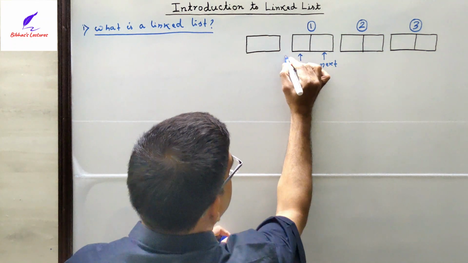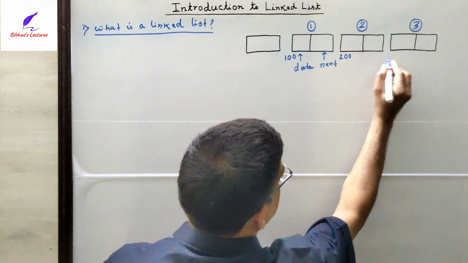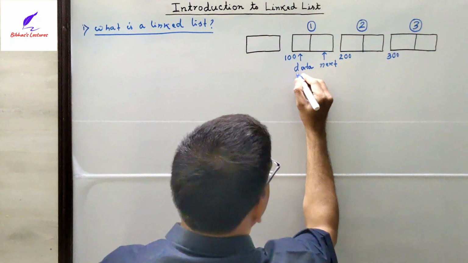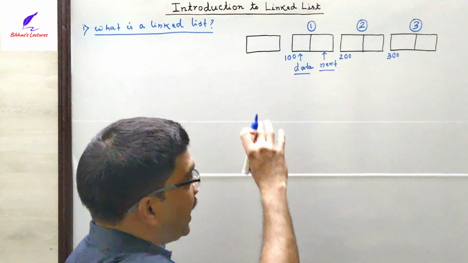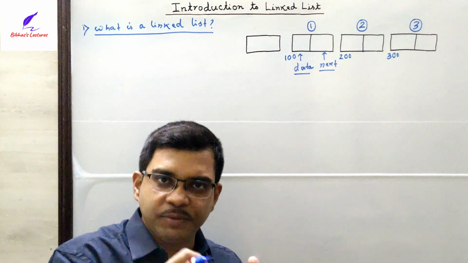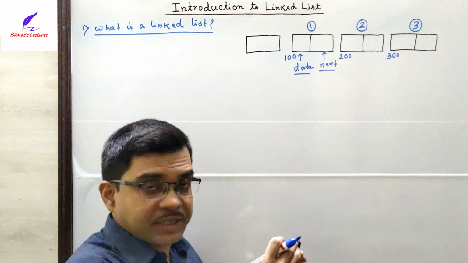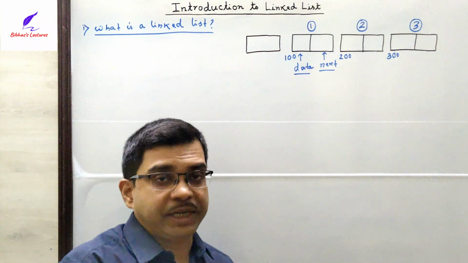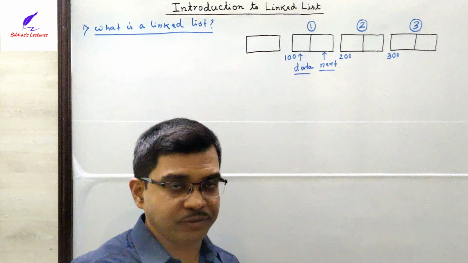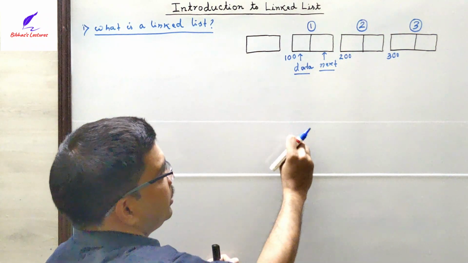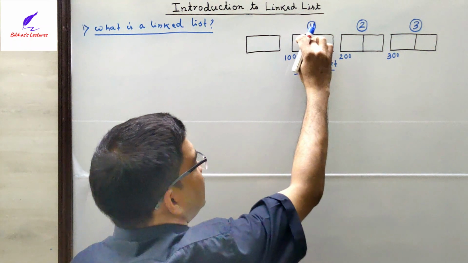Suppose the address of the first node is 100, the address of the second node is 200, and the address of the third node is 300. Now I have assumed these addresses, but it may not be like that. The address for each node is allocated by the compiler during runtime. Whatever address the compiler will allocate, we cannot predict in advance, nor can we demand any address. So for the sake of understanding, we have selected the addresses 100, 200, 300.